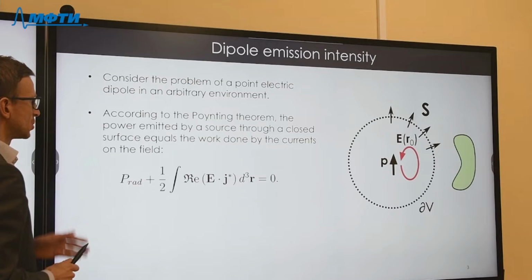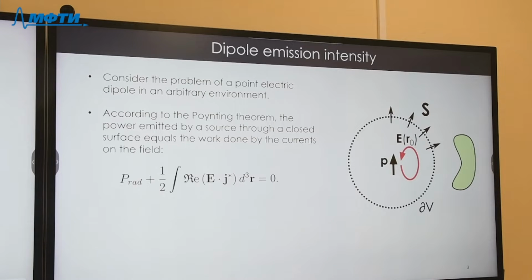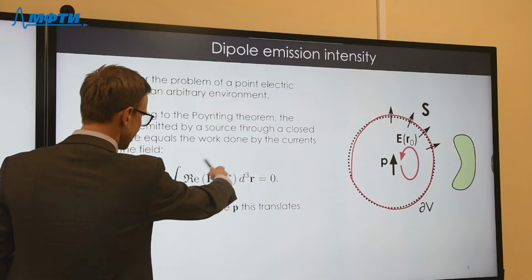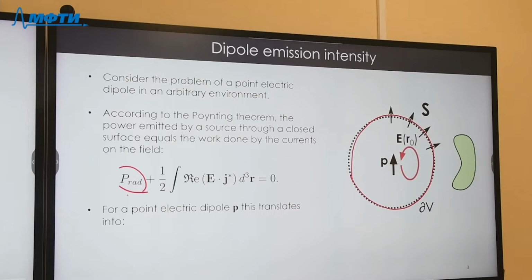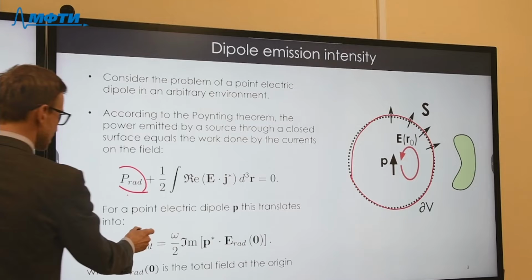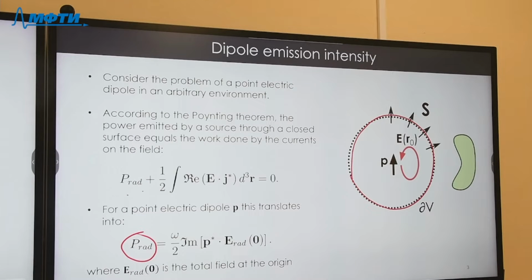So the Poynting theorem says that if we surround the dipole by an imaginary sphere, only the dipole, only the point source, without any structures, we enclose it by a surface ∂V. Then from the Poynting theorem, the emission intensity of this dipole plus this product of electric fields times current equals 0, which means that the emission intensity of a point dipole can be calculated as the imaginary part of the product of the dipole moment times the radiated fields at the origin.